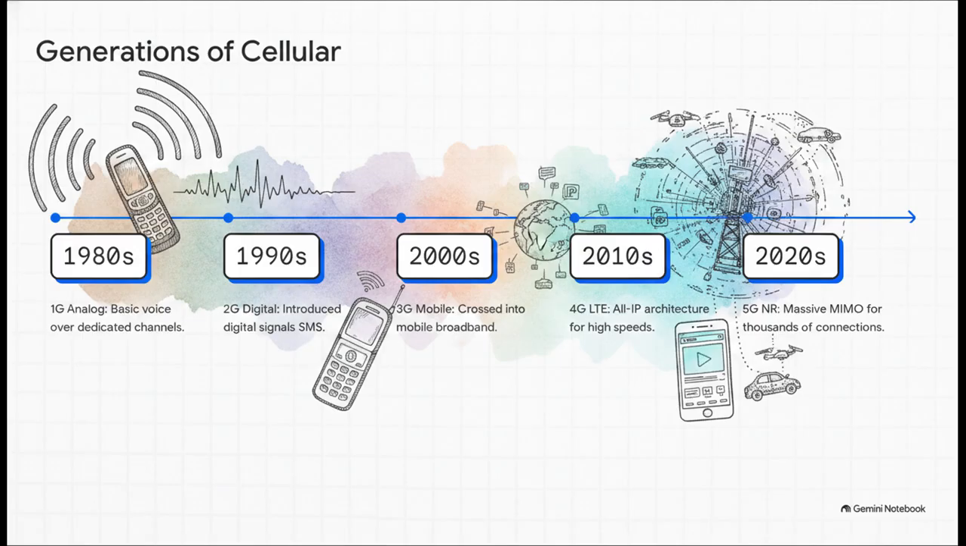The 90s brought 2G, introducing digital signals and SMS text messaging. By the 2000s, 3G crossed the threshold into the mobile internet. Then the 2010s saw 4G LTE replace circuit switching entirely with an all-IP architecture. And now, in the 2020s, 5G is bringing us massive MIMO to handle thousands of simultaneous, ultra-high-speed connections.